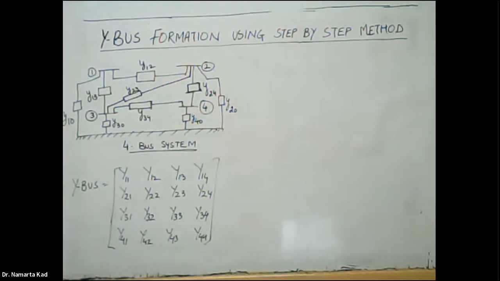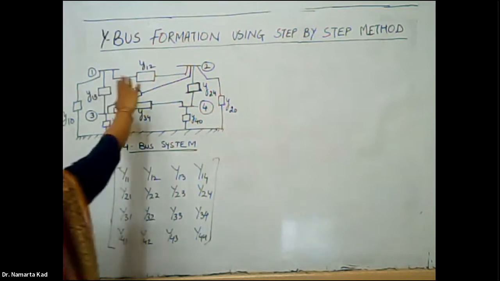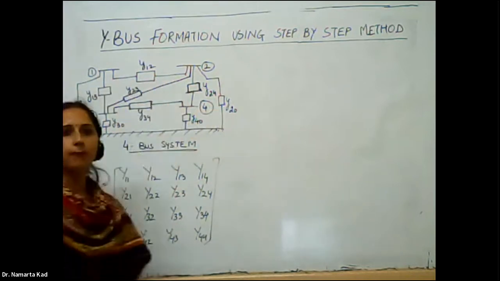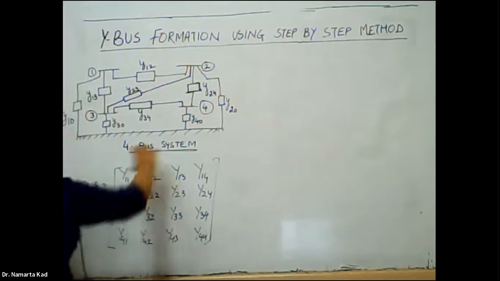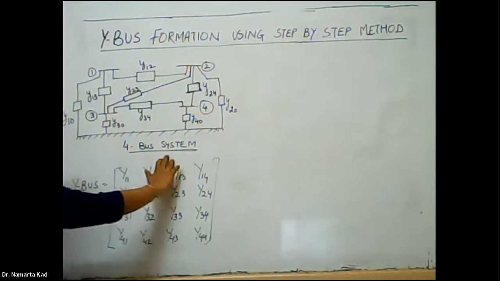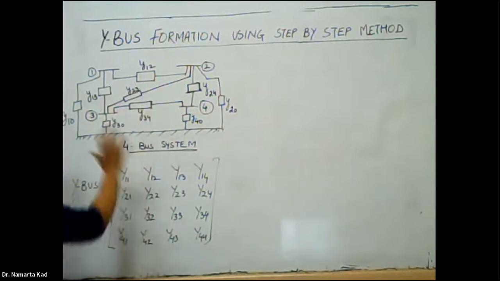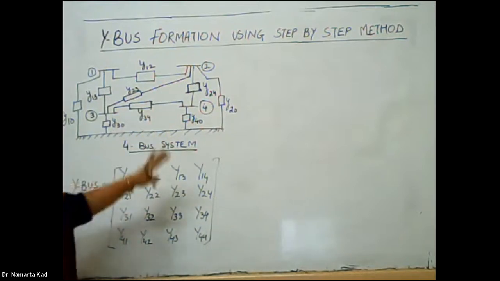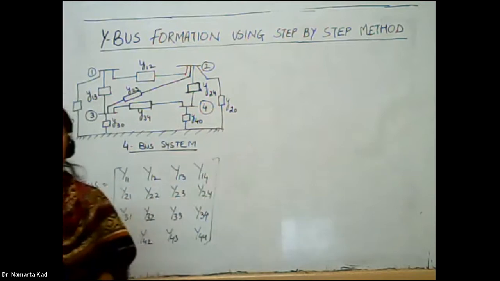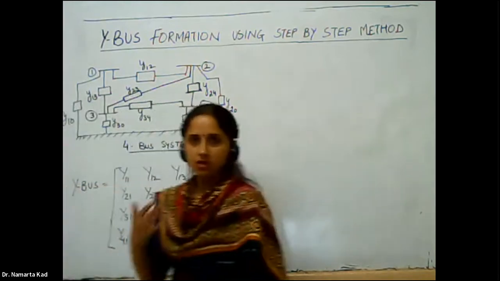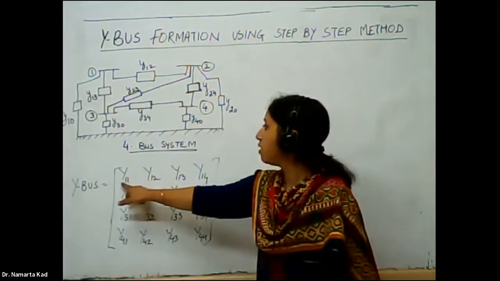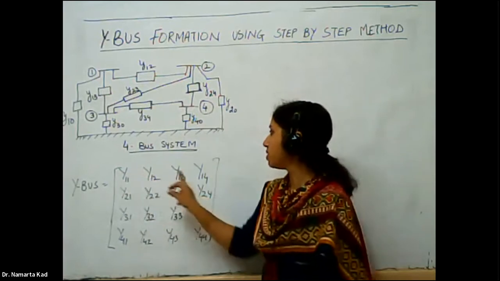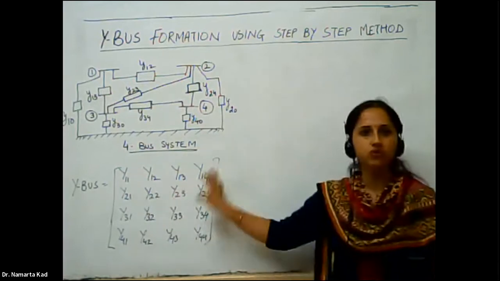Okay, so now let's start with this method, the formation of YBUS matrix using a step-by-step method. In this we are using the same YBUS system, and the YBUS matrix appears something like this. Here in this step-by-step method, we have to perform different steps to calculate the values for y11, y12, y13, y14, and so on.